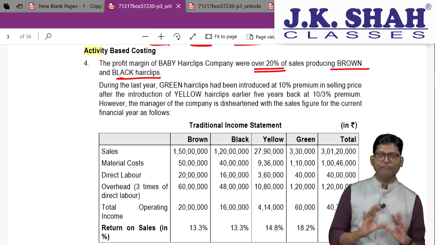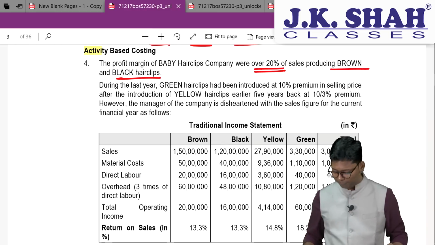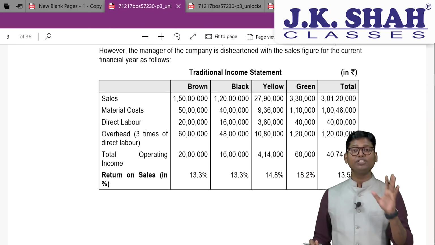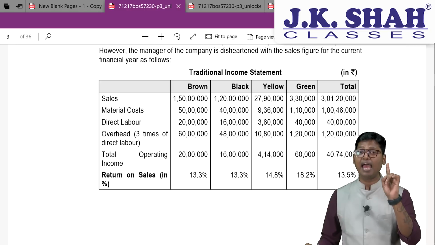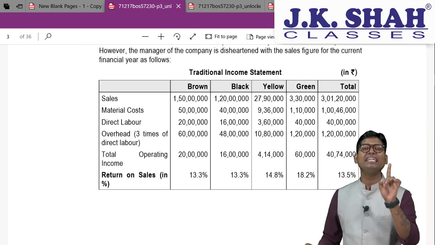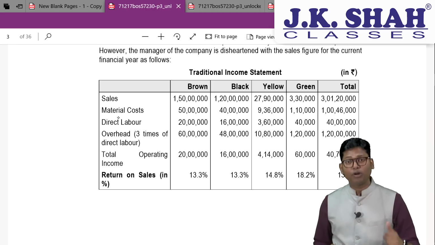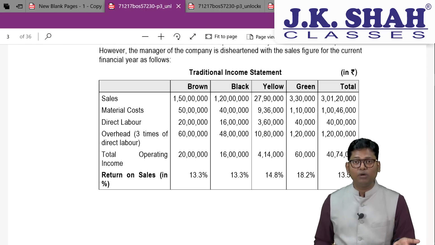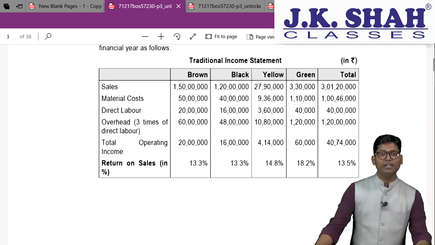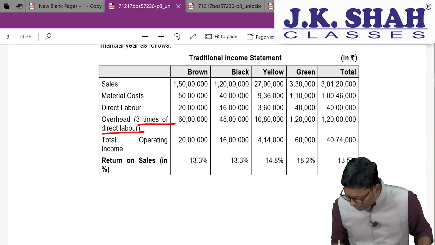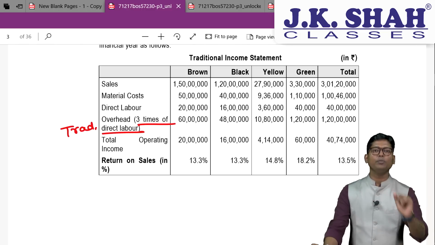In short, everything is given in the question. They are just trying to make you confused. So please don't get confused, guys. Here the entire traditional income statement is given. This is the income statement without using activity-based costing. Now here sales revenue is given for brown clips, black clips, yellow clips, green clips. Material cost has been deducted, direct labor is deducted, overhead of 3 times labor cost is calculated, and this is called the traditional calculation of overhead. This is the absorption calculation.